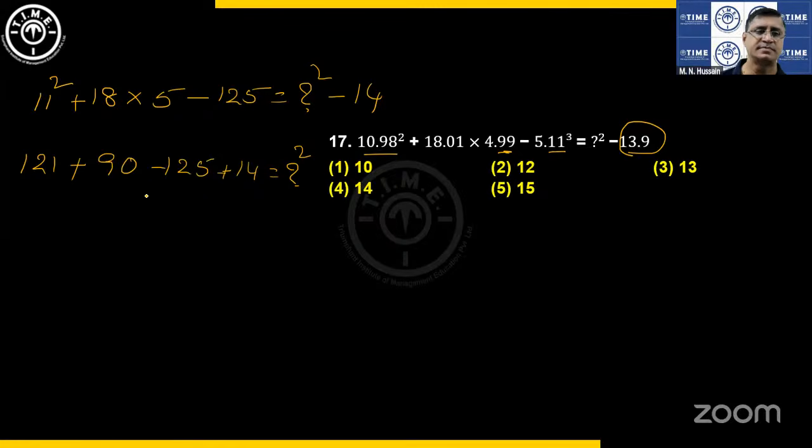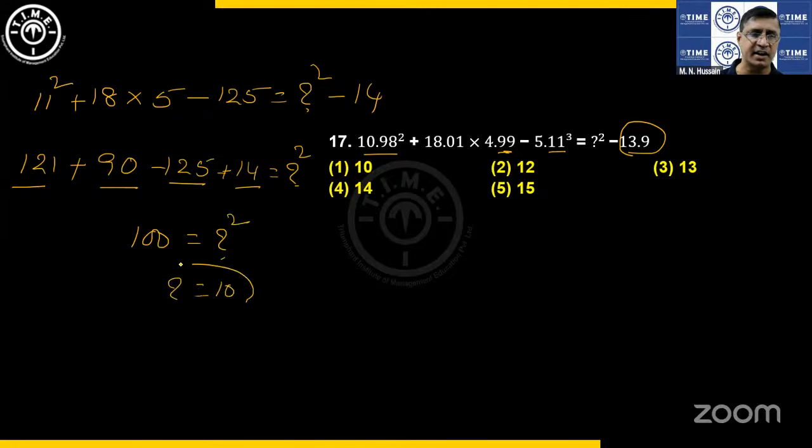Now solving this. 125 minus 125 plus 121. By adding these two values, we get minus 4. 14 minus 4 is 10. 10 plus 90 is 100. 100 is equal to question mark square. The value of the question mark is 10. Answer choice 1. The first option is the right option. What is the right choice? 1. The first choice is the answer for this question.